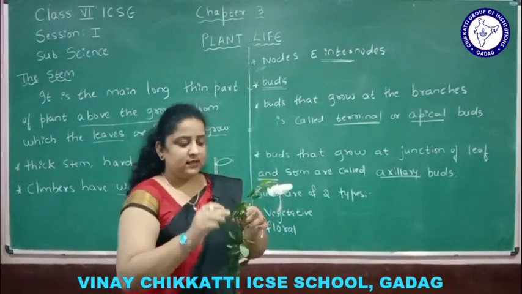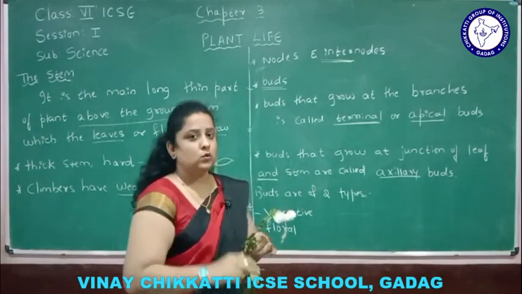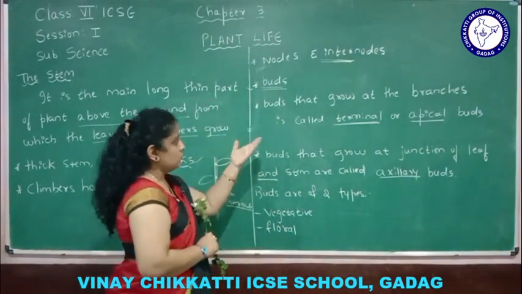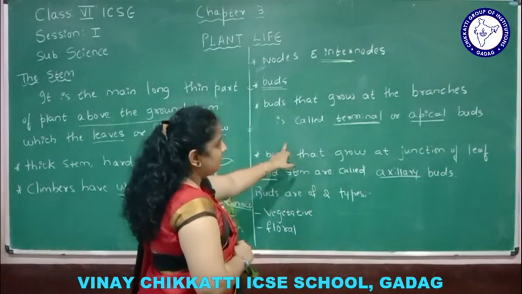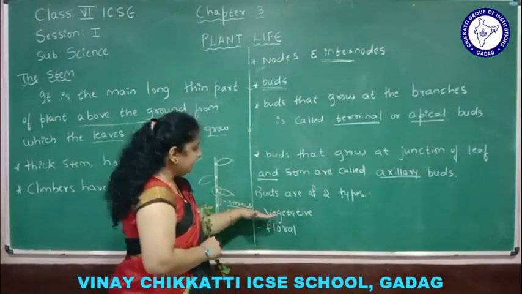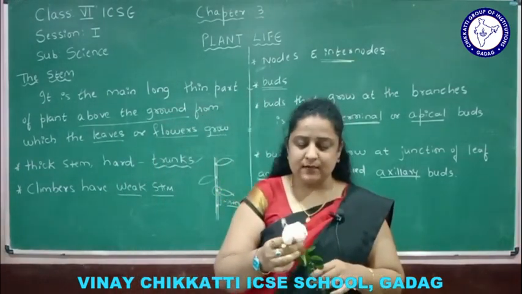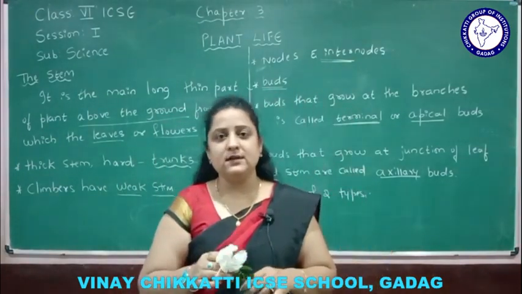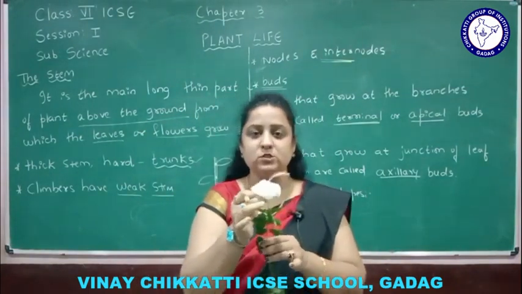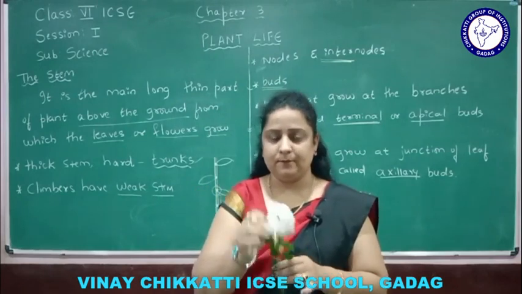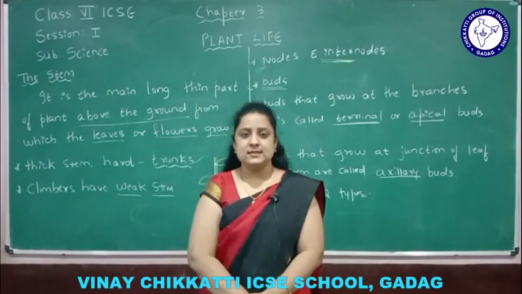Internodes, as I told you earlier, the internode is the space or the gap between two nodes. Buds, there are axillary buds and terminal buds, and vegetative and floral buds. Vegetative buds are the buds of branches, and floral buds are the buds of the flower. As you can see here, now the bud has developed and grown into a new flower. So this is about the part of the shoot called the stem.